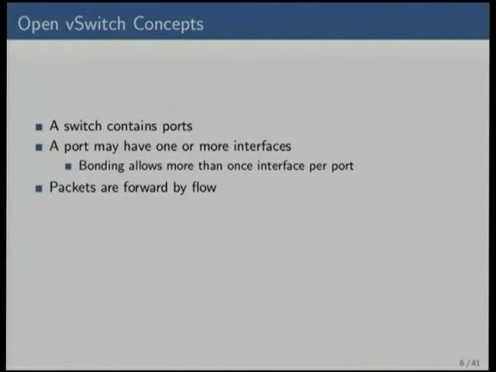So there are a few concepts you need to understand in order to be able to discuss what Open vSwitch does and how it works. So a switch contains ports. If we think of a physical switch, I'm sure you've all seen one, that would be the holes where you plug in the Ethernet cables. Actually, that's not true. The holes would be the interfaces. A port may have one or more interfaces. Really, the difference between a port and an interface is that you can use a technology like bonding to create a port that uses multiple interfaces. Usually, each port has one interface, but you may have more than one.